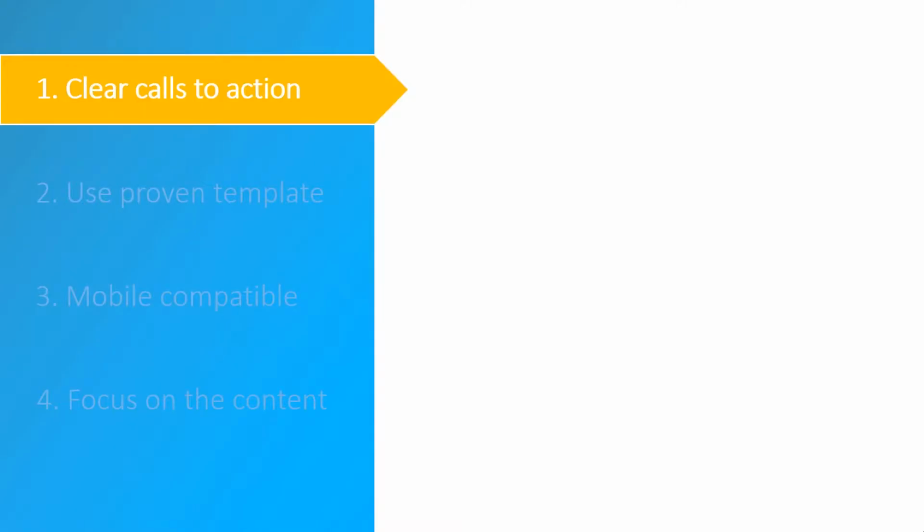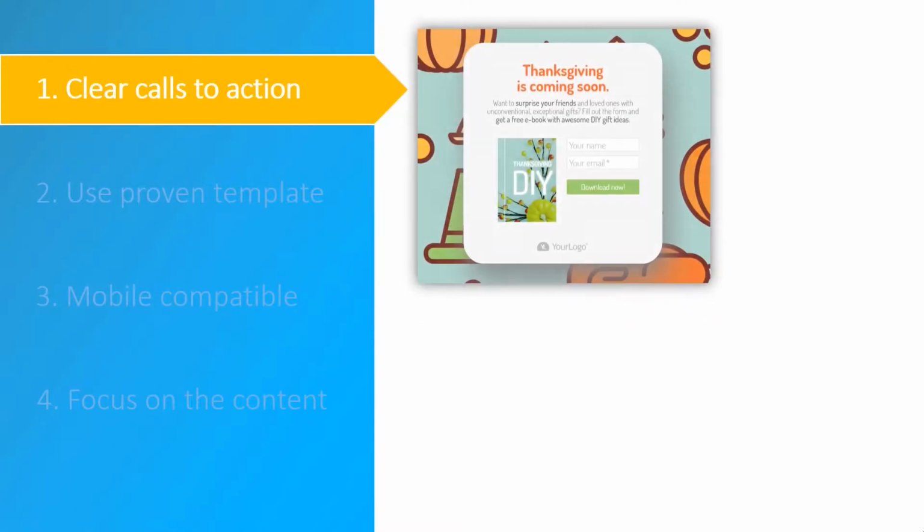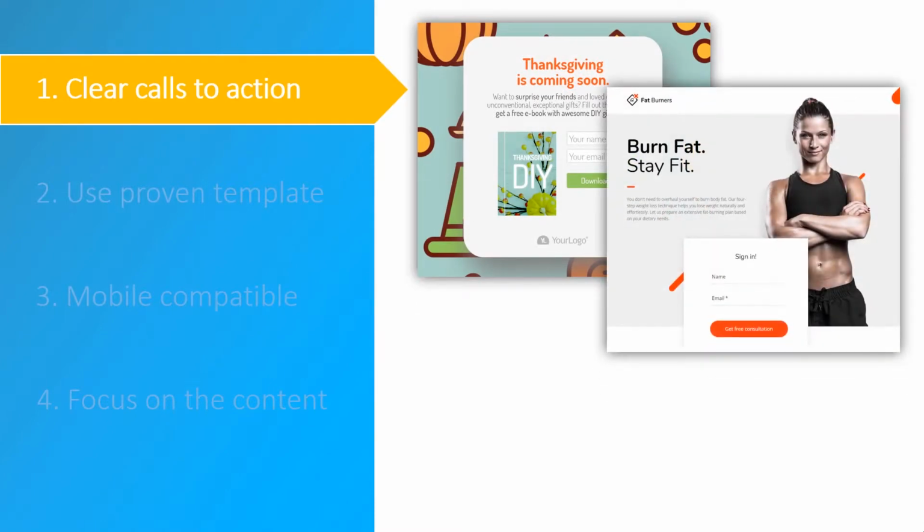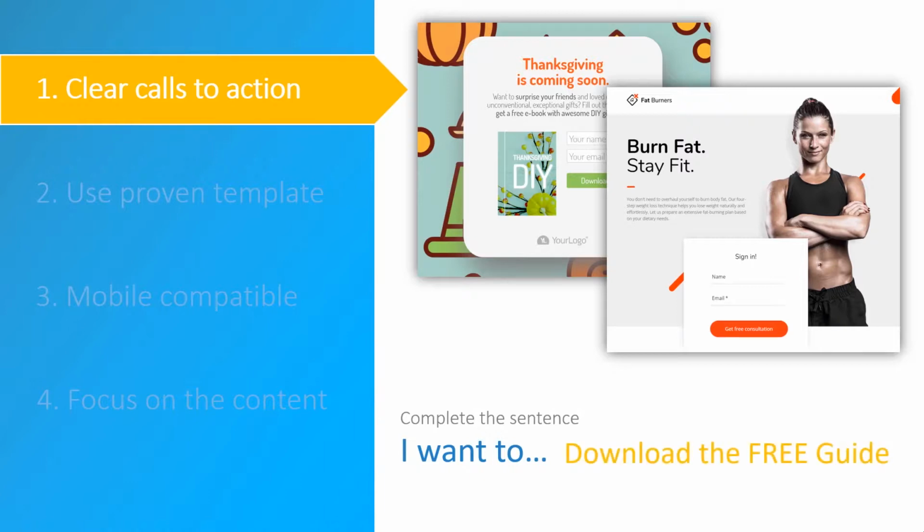So let's take a look at some of the tactics. So number one, very clear calls to action on the page that drive people to take action. So when you're choosing the text for the call to action, think about completing the following sentence: I want to, and the resulting text could be, I want to download the free guide. I want to avail of this free offer. So think about that text, I want to, when you have your calls to action.